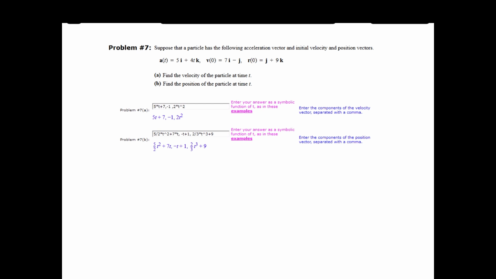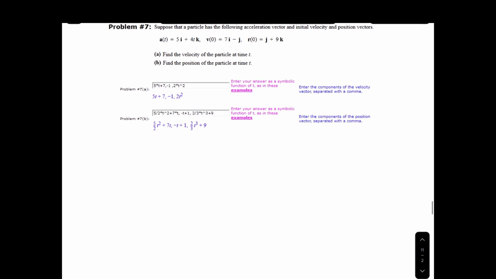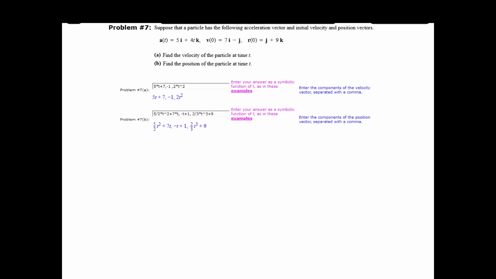Question number 7. I think I got this on the second try, but this was one of the last questions I did. So, find the velocity of the particle at time t. Find the position of the particle at time t. I think I got it wrong the first time because of an algebraic error. But you're given acceleration as a function of time, and you want velocity of the particle, so you're going to take the derivative. I'm sure you guys figured that out before me, though.